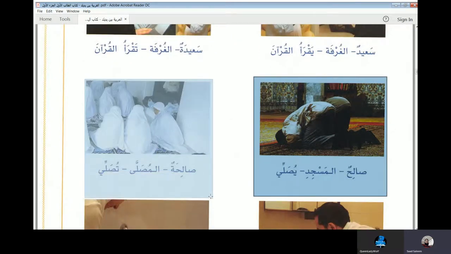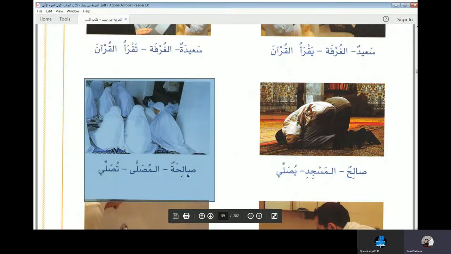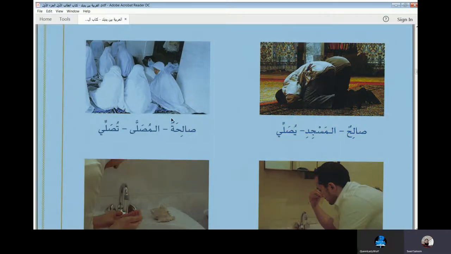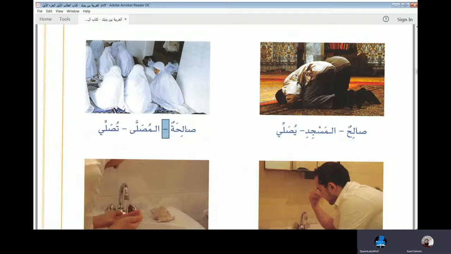Now we have a female. Aina Salihatun? Where is Saliha? Salihatun fil musalla. Salihatun is in the musalla. She is praying. The answer is Salihatun fil musalla tusalli. The rest of the sentence is already written here. Okay, so this is the woman.